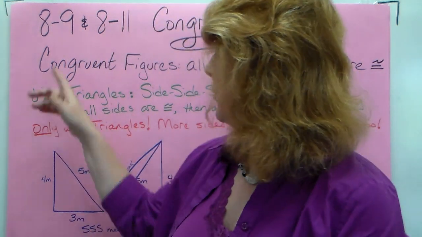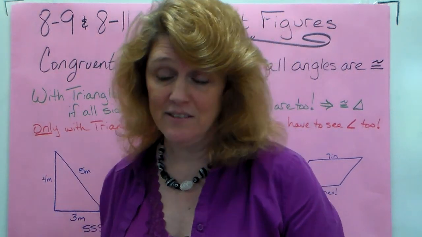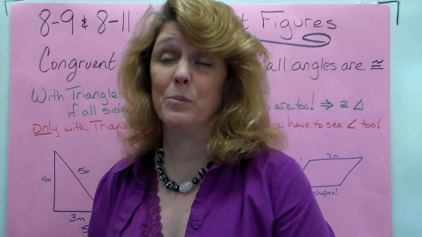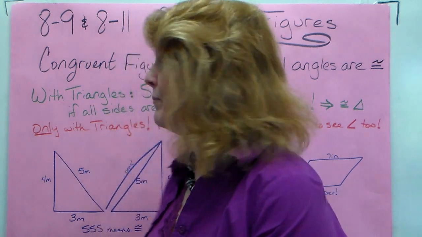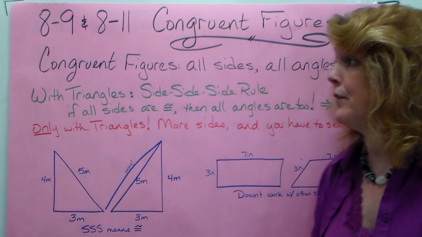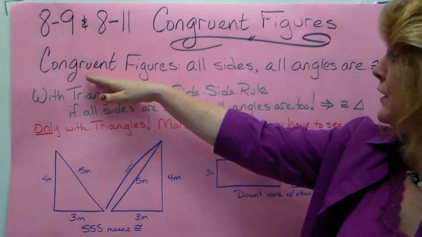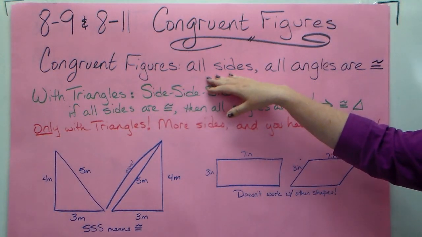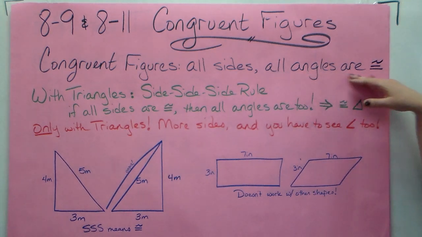Hello and welcome to both 8-9 and 8-11. Tonight we are doing both because they're both ridiculously easy. We're going to start with congruent figures. A congruent figure is defined as all sides and all angles are congruent.